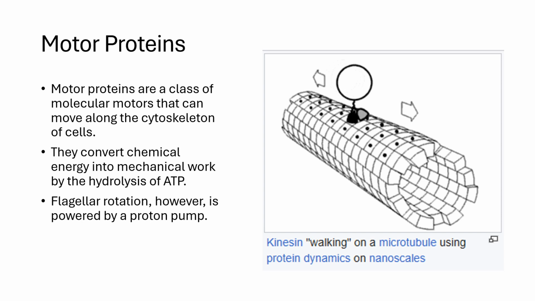What are motor proteins? Motor proteins are a class of molecular motors that can move along the cytoskeleton of the cells, right? They convert chemical energy into mechanical work by hydrolysis of ATP, adenosine triphosphate. Flagellar rotation, however, is powered by a proton pump, right? So kinesin walks on a microtubule using protein dynamics on nanoscales. Motor proteins are a class of molecular motors that can move along the cytoskeleton of the cells.